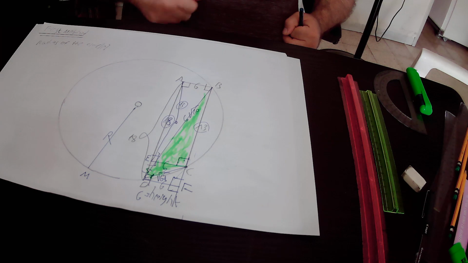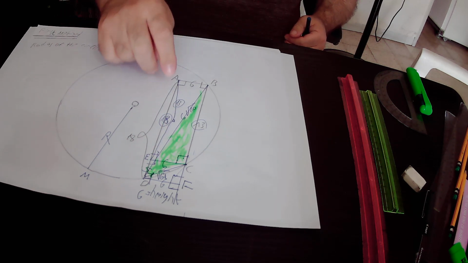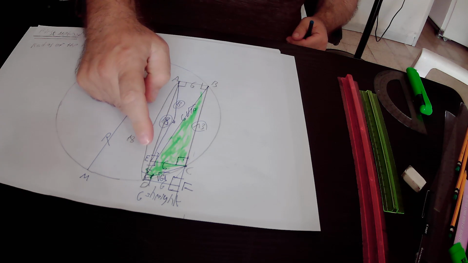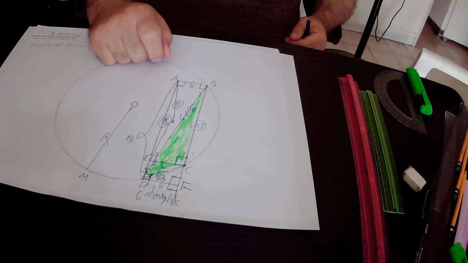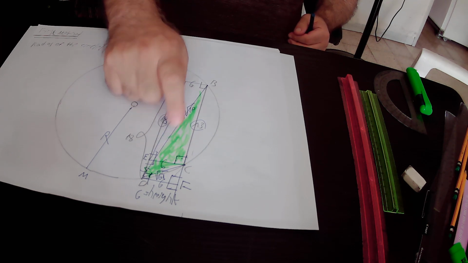Then we joined points D and C together by a straight line. In this way we created the small green right triangle ECD. And then we implemented the Pythagoras theorem on the small green right triangle ECD.